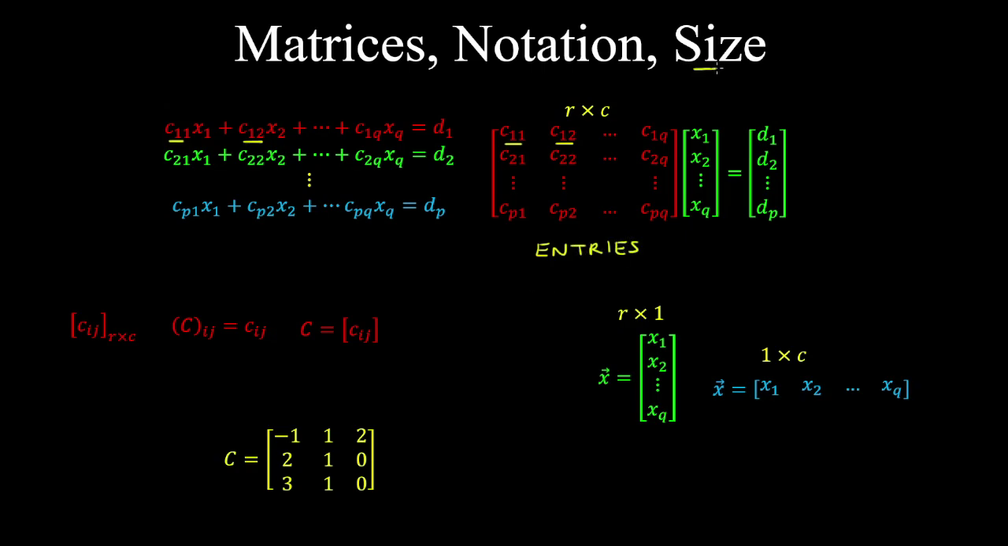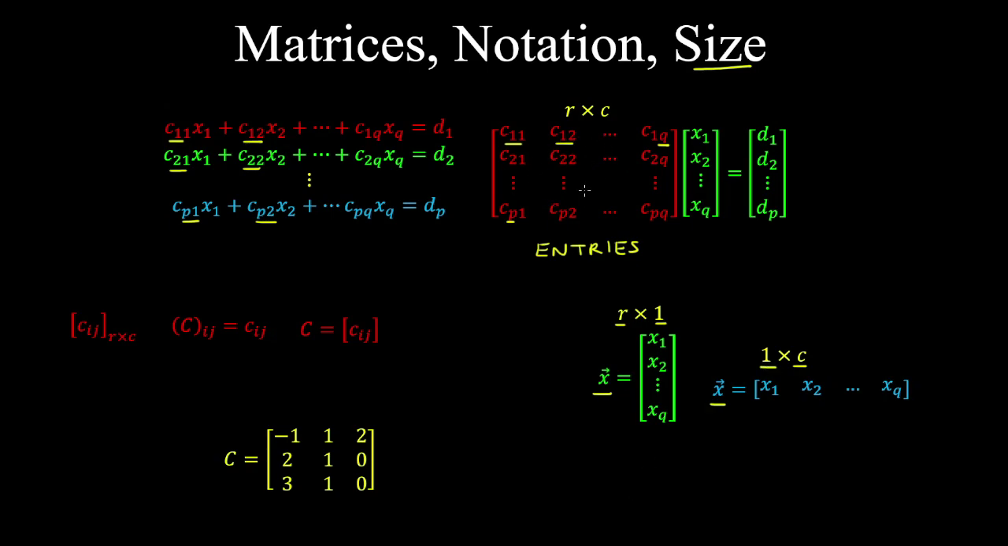Now the size of the matrix is the number of rows, which is P in this case, by the number of columns being Q. So each row of this matrix represents the constants in each linear equation that we see. Now vectors, on the other hand, are special types of matrices with either one row or one column. So for example, a column vector here has multiple rows and one column, whereas this row vector has multiple columns and one row.